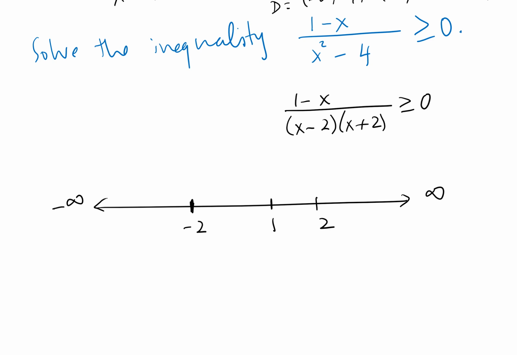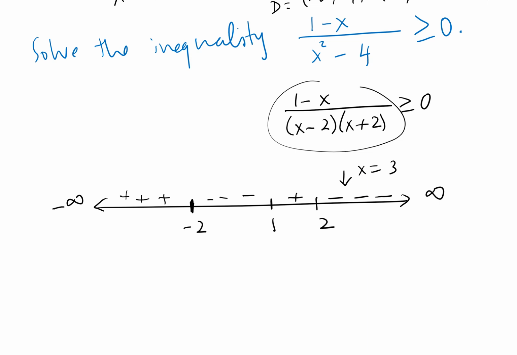Now we pick testing points. For example, x equals 3. Plug it in here. What do you get? 1 minus 3, negative 2. So that's negative, and the bottom is positive. So this will be negative the whole time. If you test the next one, that would be positive, that would be negative, that would be positive.